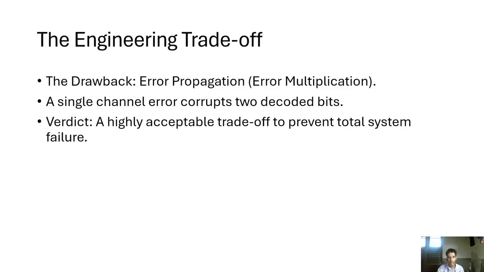Of course, every engineering design has a trade-off. The drawback here is error propagation. Because the receiver uses the previous bit to decode the current bit, if a noise spike corrupts just one bit during transmission, the receiver output will have two consecutive errors. However, getting a 2-bit error, which we can easily fix with error correction rules, is a much better alternative than losing the entire signal to phase inversion.